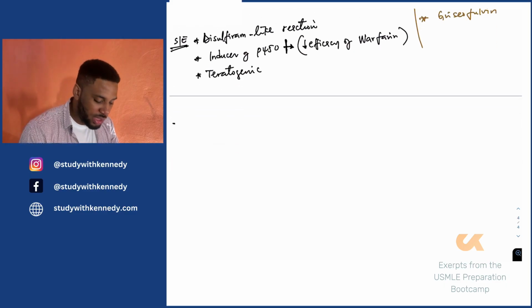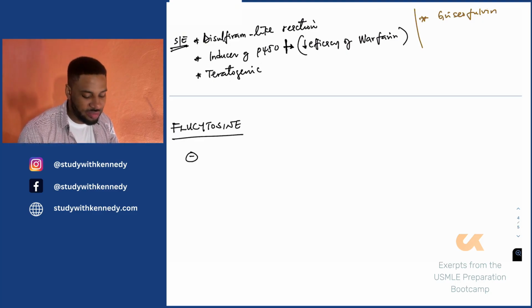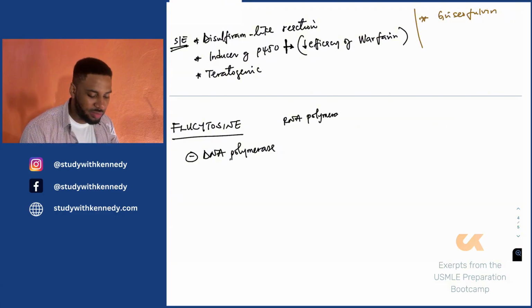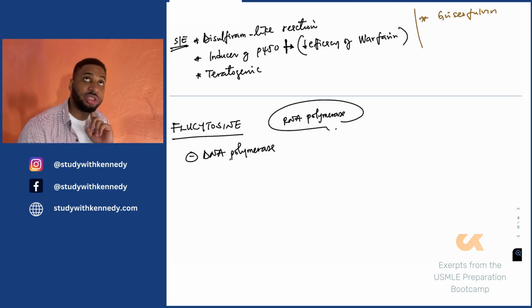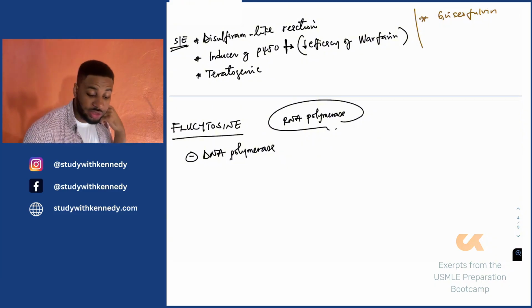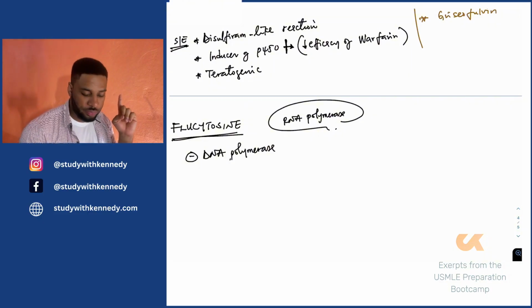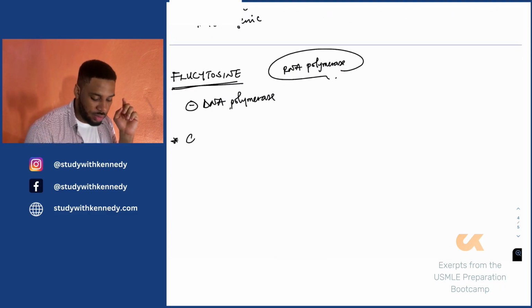Finally, we saw flucytosine. Just remember that flucytosine inhibits DNA polymerase, I think. I think it also inhibits RNA polymerase. You can confirm that, but I think that is the case. So they inhibit DNA polymerase and RNA polymerase. These medications are like derivatives of 5-fluorouracil. They're very similar in that sense. There's only one place where flucytosine is used, and it is in cryptococcal meningitis.